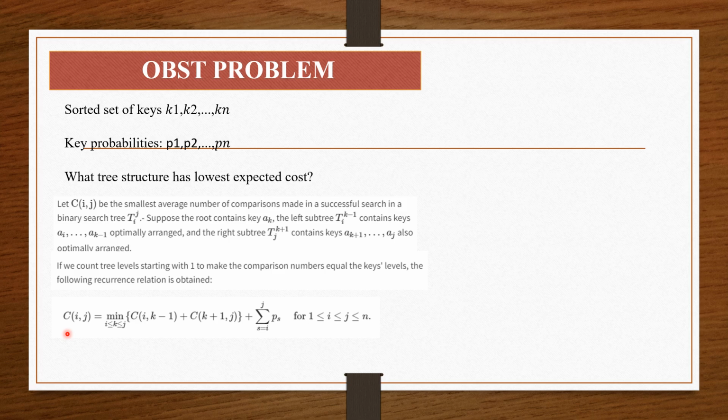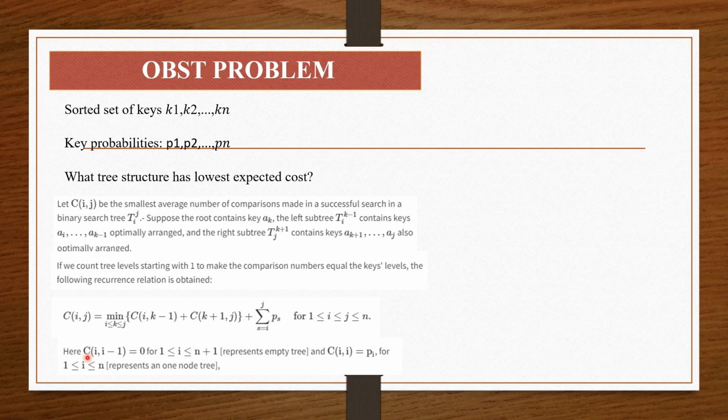So the recurrence relation is C(i,j) is equal to the minimum over k taking values from i to j of C(i,k-1) plus C(k+1,j) plus the summation of probabilities from i to j. So all probabilities from i to j should be summed up. So i and j will take the values from 1 to n. n denotes the number of keys. This is the recurrence relation used for calculating the cost.